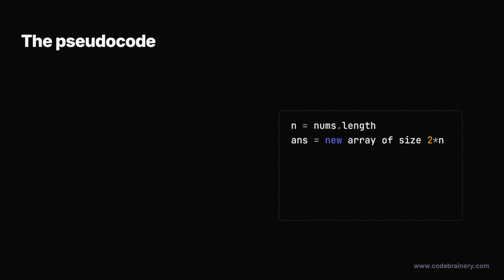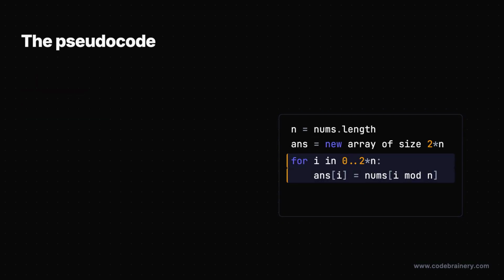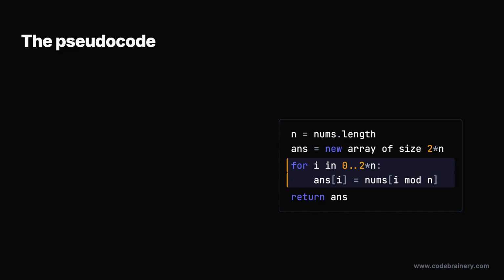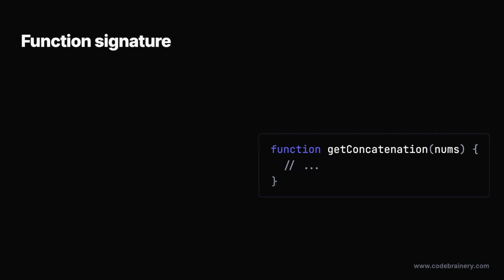In pseudocode, get the length, call it n. Allocate output of size 2n. One loop, counter goes from 0 up to 2n. Body, output at counter equals input at counter modulo n. 3 lines total.